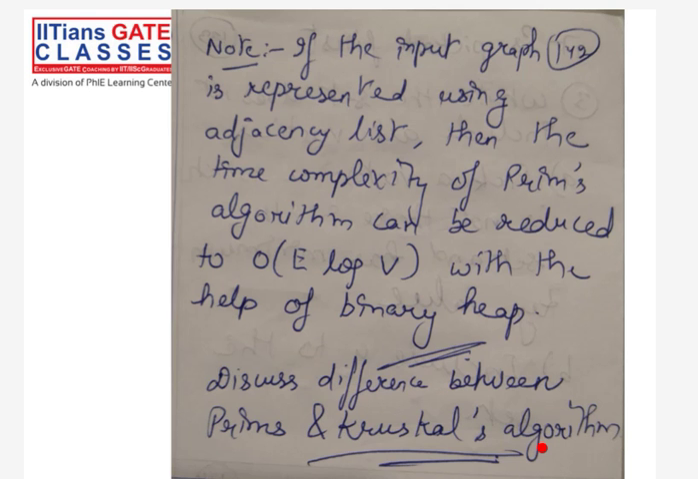Now the next thing is, can I do better than that? Because V square is fixed. That's the problem. If the input graph is represented using an adjacency list, then the time complexity for Prim's algorithm is order of E log V, and this is with the help of a binary heap. More on this we'll see when we see Dijkstra's algorithm. I've written the algorithm which will give you order of E log V. This will be better if your number of edges is less.